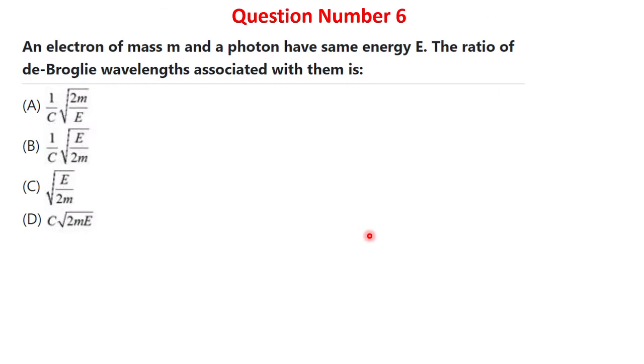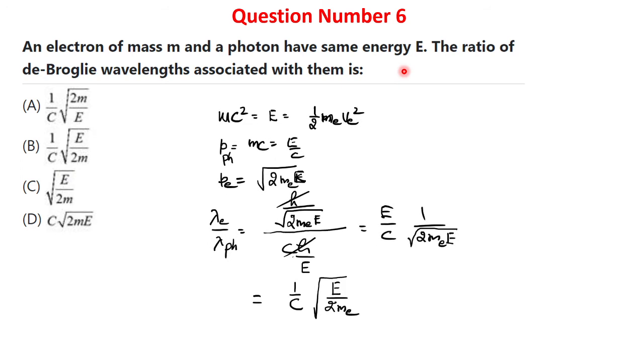Question number 6. An electron of mass m and a photon have the same energy. You know, the energy of a photon is given by mc squared, whereas the energy of an electron would be given as half into mv squared. So they have the same energy, E is the same. We need a ratio of de Broglie wavelengths. So we have to change this expression into mass and velocity. So divide E by c. You are left with mc, momentum.